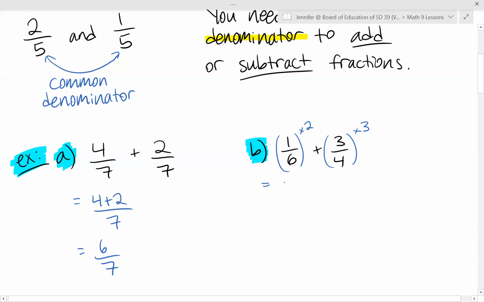So then this new fraction is going to be 2 over 12. This new fraction is going to be 9 over 12. Now we have a common denominator. We can add them like normal, and we've got 11 over 12 as our final answer.